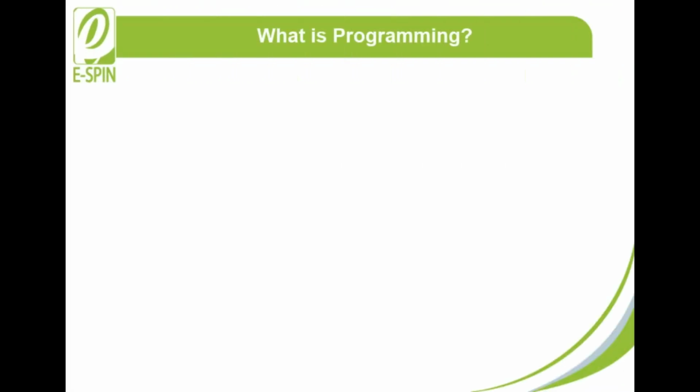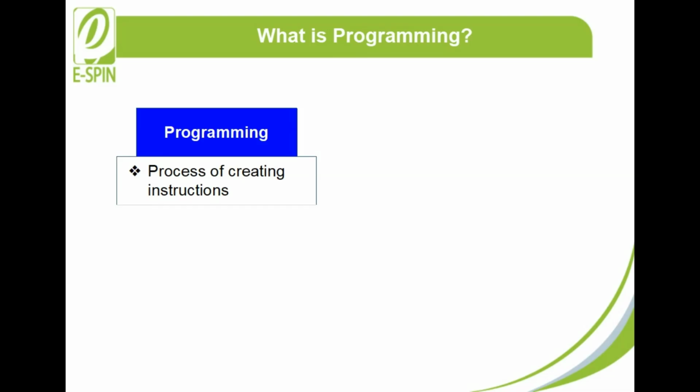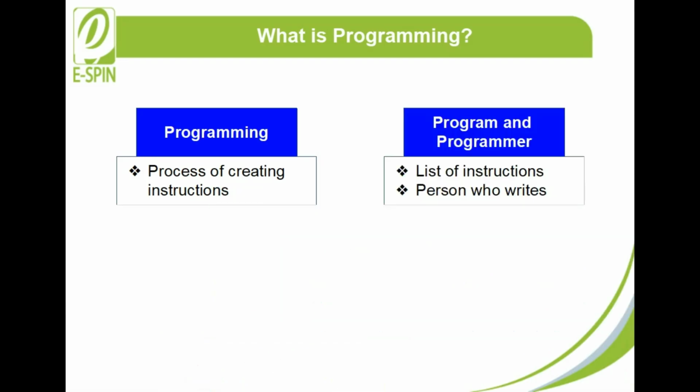What is programming? 1. Programming is the process of creating instructions that tell a computer what to do. A computer does not think for itself. It only follows instructions that we, the programmers, write for it. 2. Program and programmer. A program is the list of instructions written for the computer. A programmer is the person who writes those instructions.